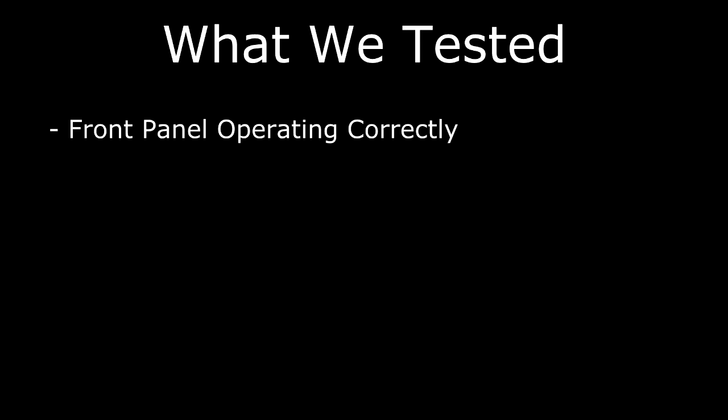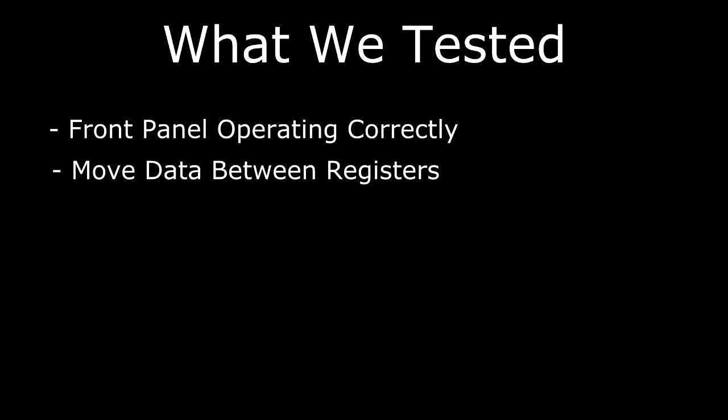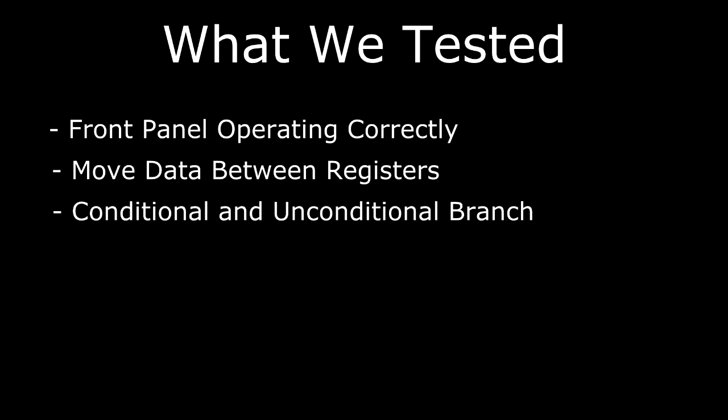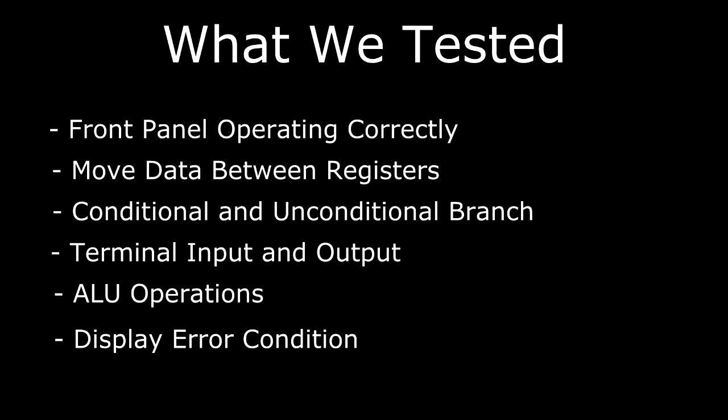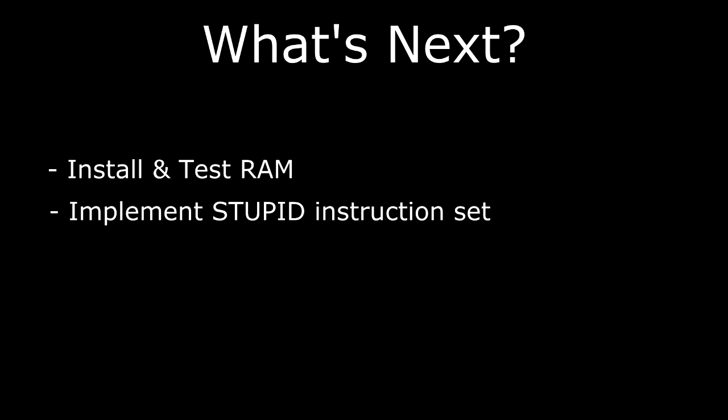So that's the current state of things. What we've tested is that the front panel switches and the front panel lights are working properly, that we can move things between registers, that we can branch conditionally and unconditionally, that we can do terminal input and output, that we can do operations on the registers, like arithmetic operations, and that we can display an error condition, of course. So the next thing to do is install the memory and make sure that works, and/or get it working, and proceed from there to generate the actual microcode for the stupid computer itself.